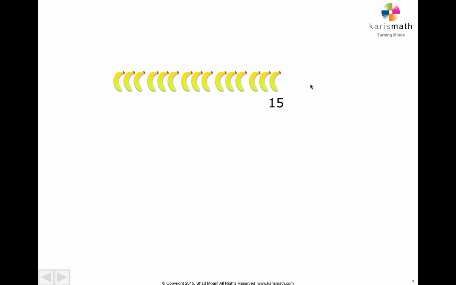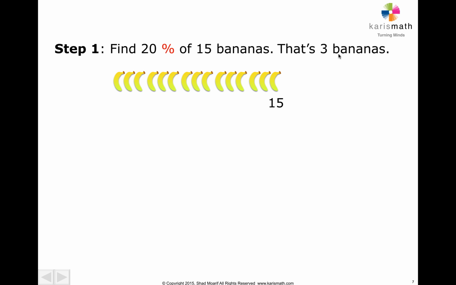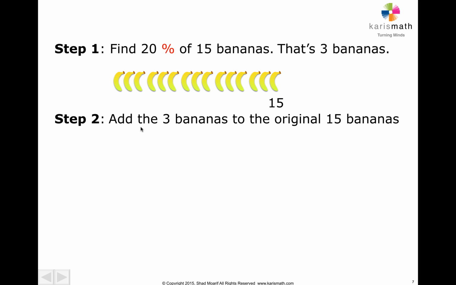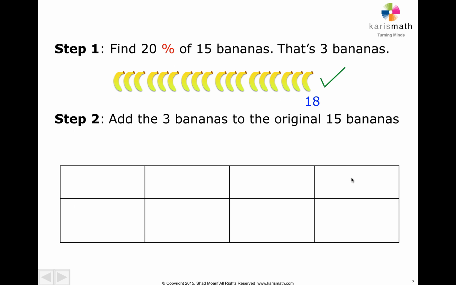Let's get an overview of what we did. We had 15 bananas. Step 1, find 20% of 15 bananas. That's 3 bananas. Okay, step 2, add the 3 bananas to the original 15 bananas. And you get 18 bananas. And that's your answer. Not complicated at all.